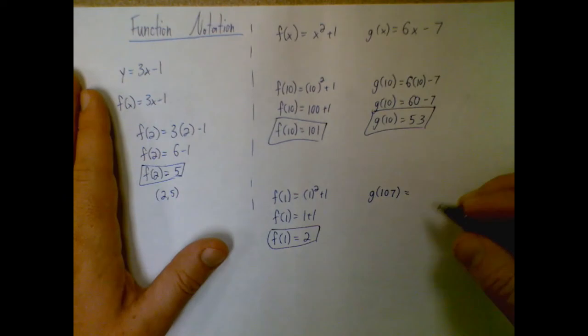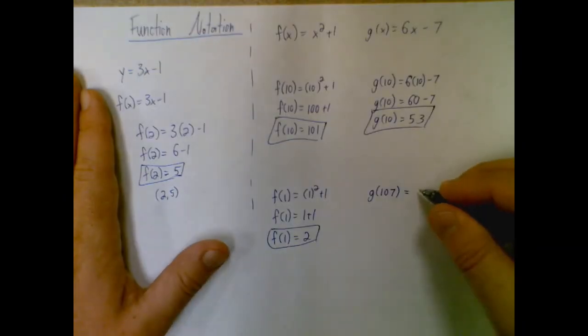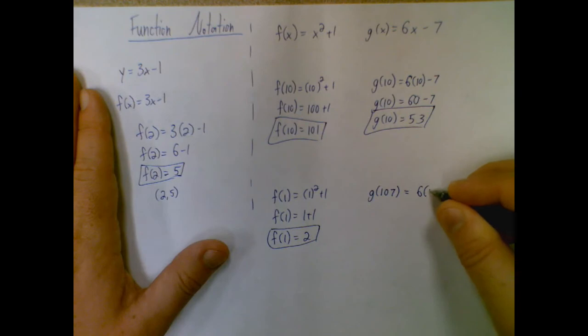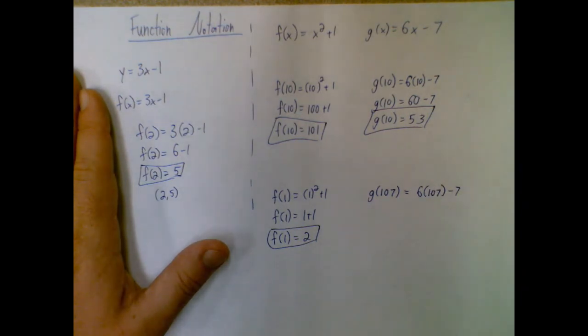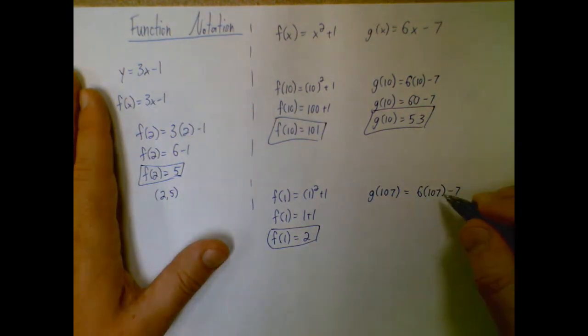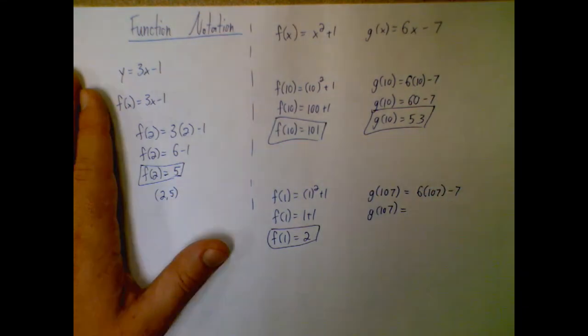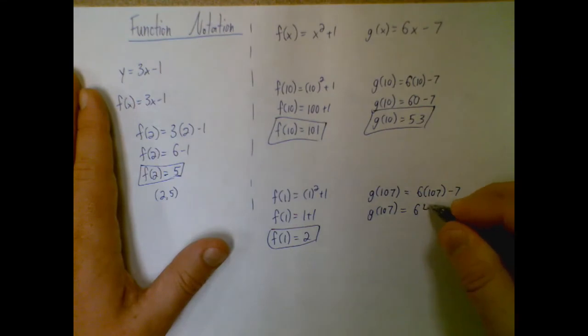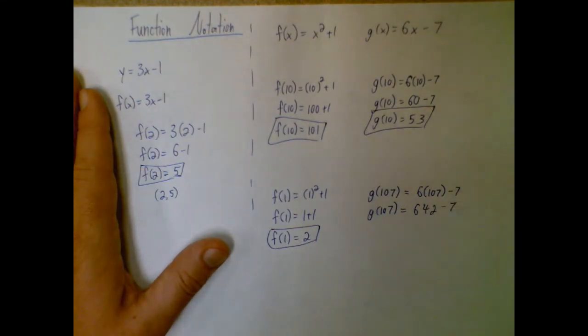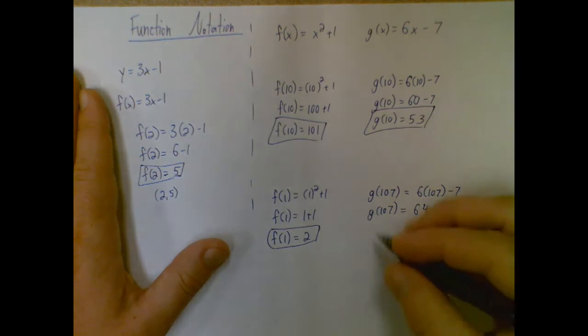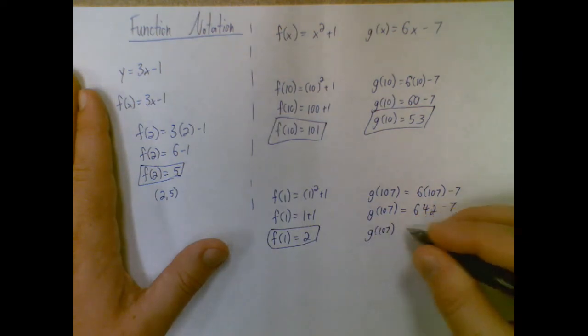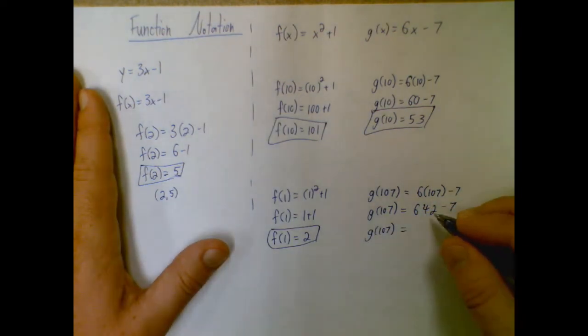What we're going to do here is plug that in for x. 6 times 107 minus 7. Remember, do your multiplication first. Don't get in the trap of trying to subtract 7 and say the answer is 600. It is not. I need to do that multiplication first. I end up with 642. Now I can subtract my 7, and say that's 635.